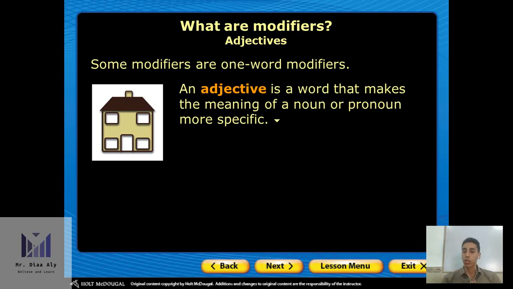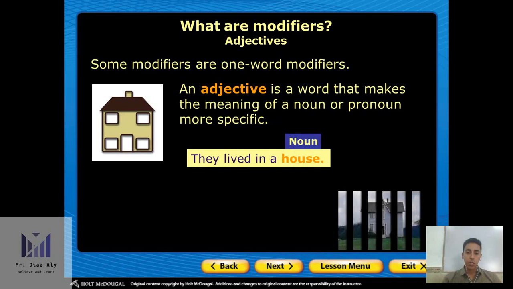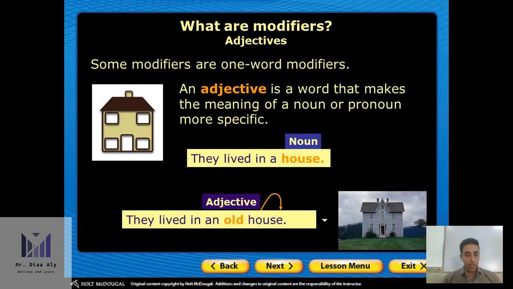We'll start with adjectives. And of course, if I ask any one of you, what is an adjective? You will definitely answer because you are very good and smart and you have been paying attention throughout the previous lessons. An adjective is a word that makes the meaning of a noun or pronoun more specific. Yes, very good. They lived in a house. Can you see any modifiers? Yes, I see now. They lived in an old house.